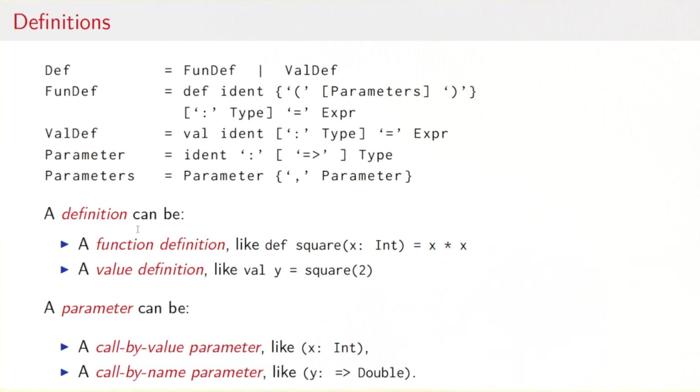Parameters can be by name or by value. So a parameter is an identifier, then a colon, and then comes a type. But you can prefix the type with the arrow, and we've seen that means a call by name parameter. So that's all the syntax that we've needed so far in our examples. We will add more elements as we need them over the coming weeks.